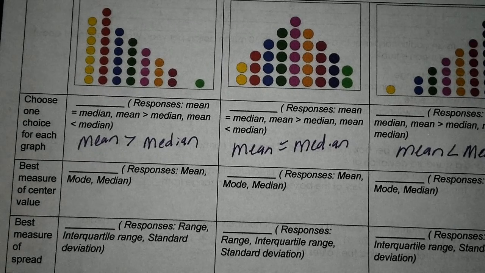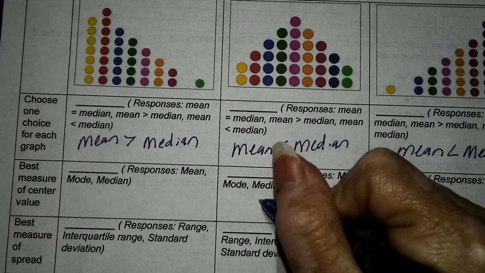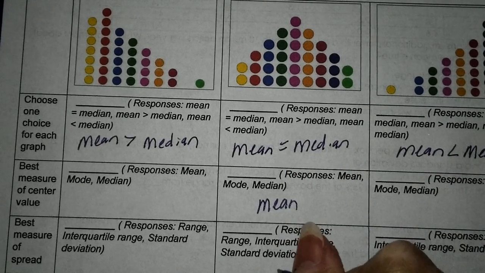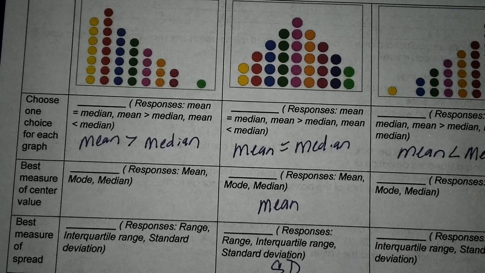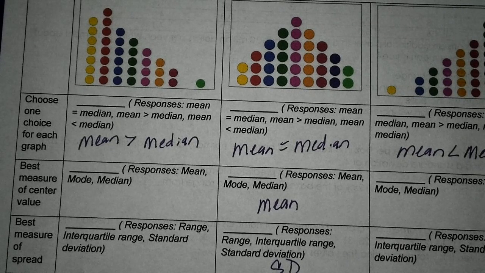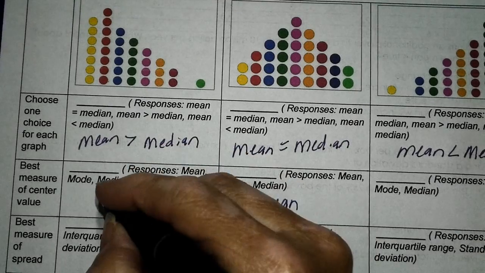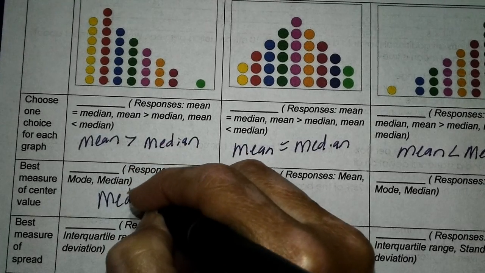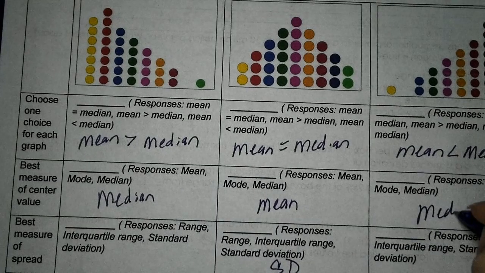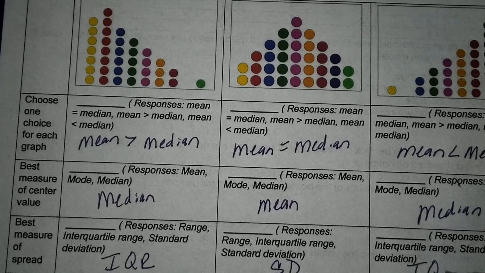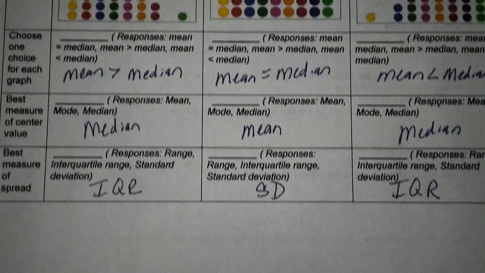All right, so we've also talked about if it is a normal distribution, the best measure of center will be the mean. And the best measure of spread would be the standard deviation. And then if it's skewed, no matter if it's left or right, we will always use the median. And the best measure of spread would be the interquartile range. Oh, can't see that. Sorry.